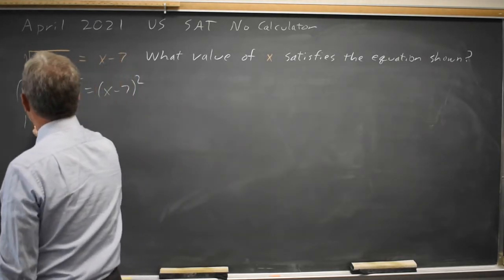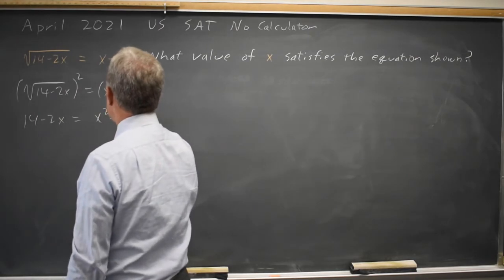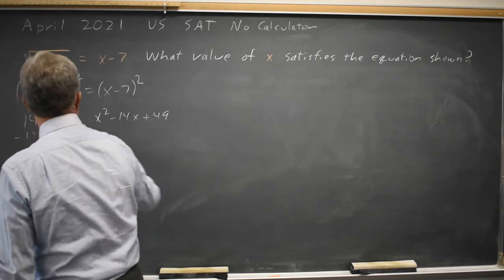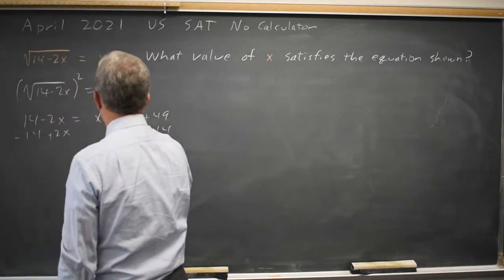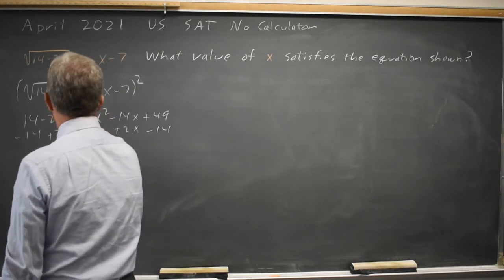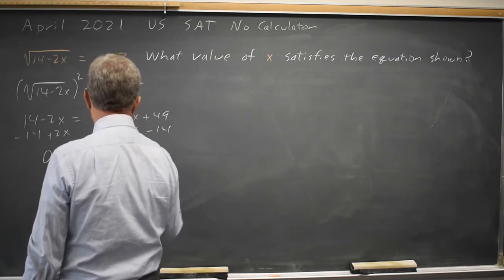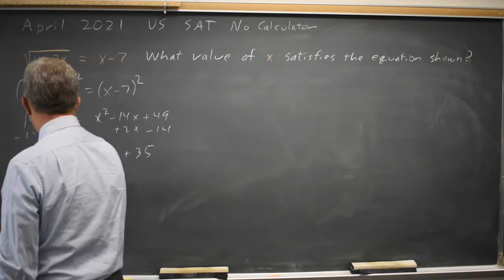Which gives me 14 minus 2x on the left, x squared minus 14x plus 49 on the right. If I subtract 14 from both sides and add 2x, I get 0 equals x squared minus 12x plus 35. And I can factor that.